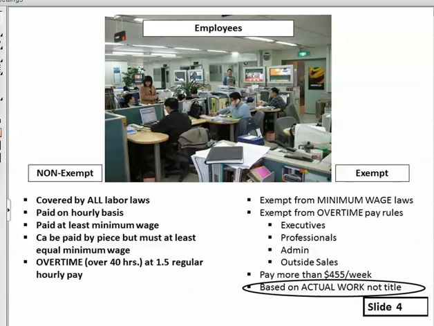If they're not exempt, then we have all the laws to deal with, or a different set of laws. Mainly, they've got to be paid on an hourly basis. They have to be paid at least minimum wage. They can be paid piece rate, but if you're in a manufacturing environment where you are paying a person based on how many pieces they create during that time rather than by the hour, then the equivalent pay that you do pay them must at least equal or exceed the minimum wage. And then anyone who's working overtime beyond 40 hours a week must be paid time and a half.